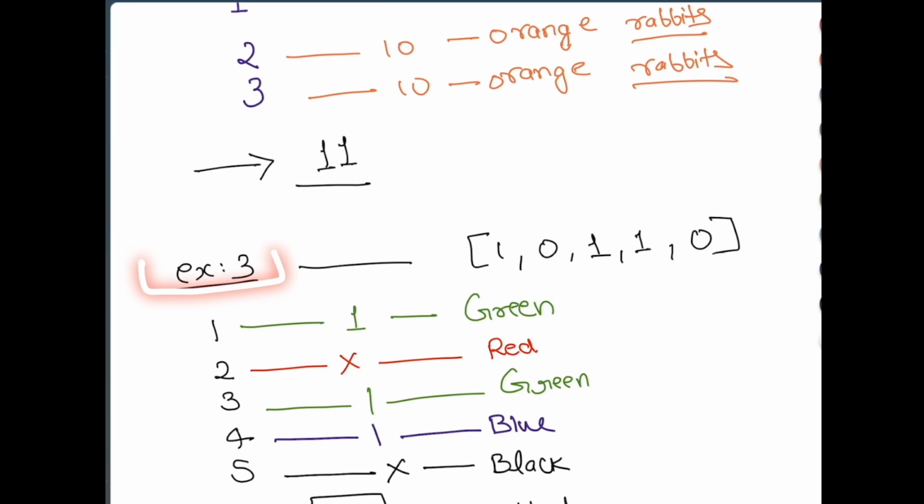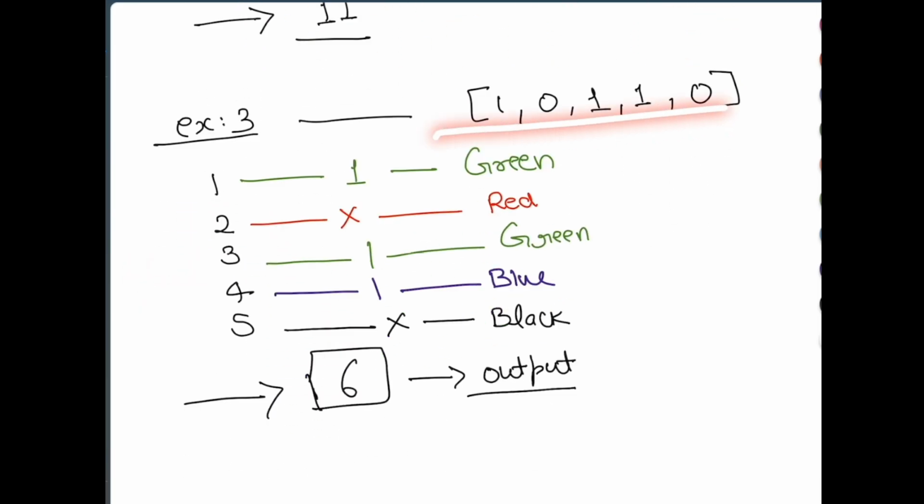Now example number 3 is going to be really interesting. We have a total of 5 rabbits to whom we have asked the question. Rabbit 1, 2, 3, 4, 5. Rabbit 1 told that apart from me, there is one more rabbit which is of the same color as me. So I would say you are the first rabbit and let me assign you the color green. And apart from you, there is one more rabbit, right? So at this point of time, my output is going to be 2, right? I know about 2 rabbits which are of green color.